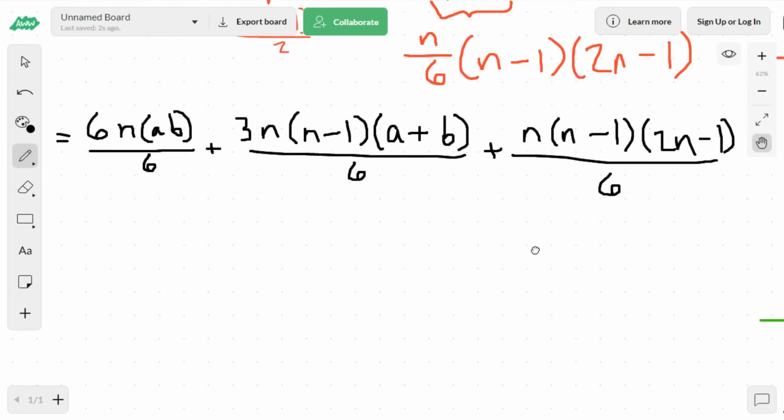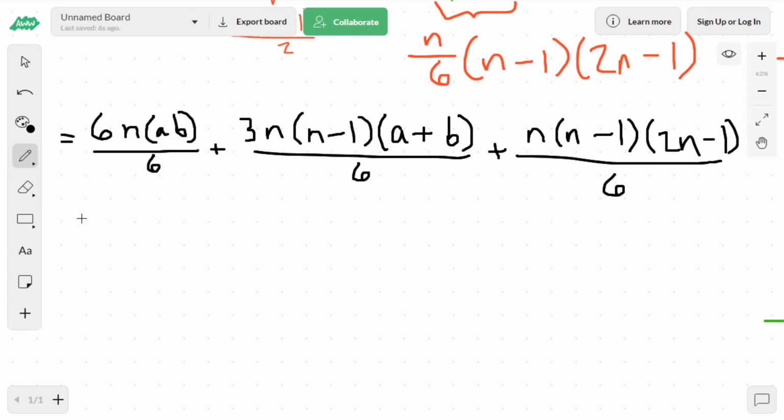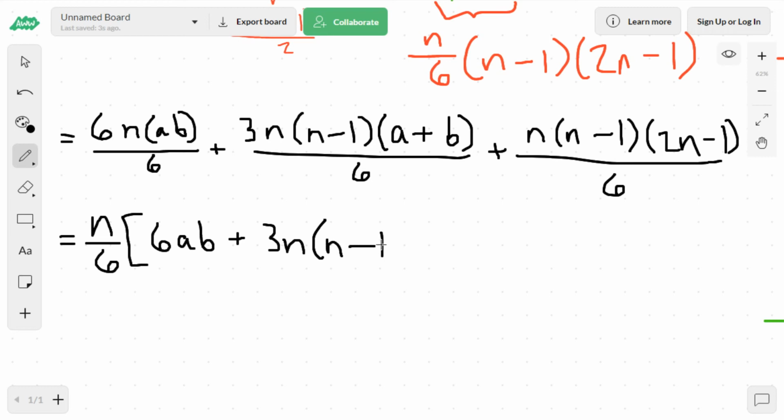Okay, cool. I know I keep saying this, but we're almost there. All right, check it out. So what I'm going to do now is take out the common stuff. We notice we have a denominator of 6 on all of these things. We also have an n in the numerator. I don't think there's anything else that's common to all the numerators, but we do have an n in there. So let's factor out n divided by 6. And that should make this a little nicer in terms of writing it out. So we're going to have 6ab. And then what else are we going to have? We're going to have plus 3n times n minus 1 times a plus b.